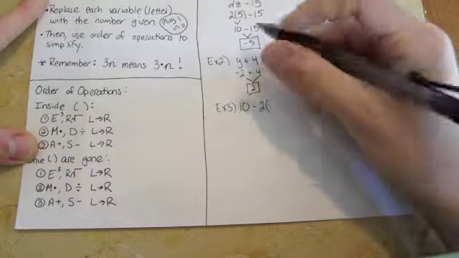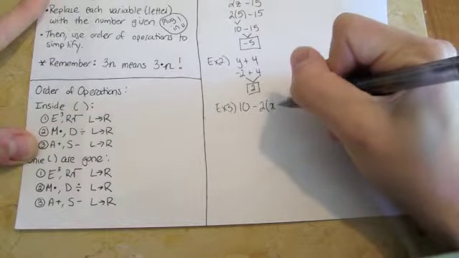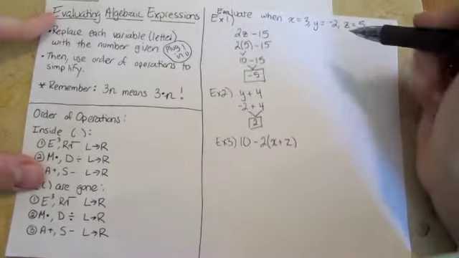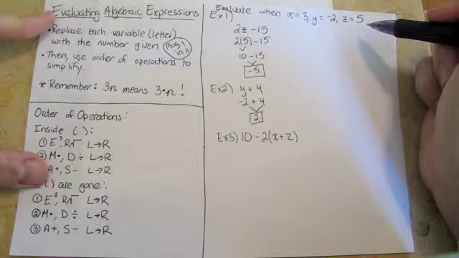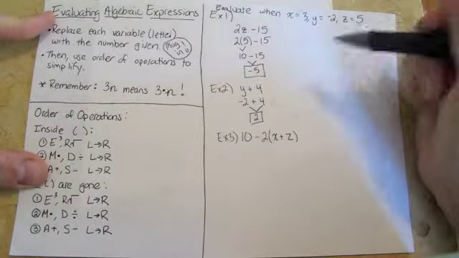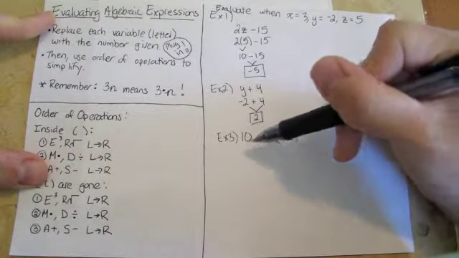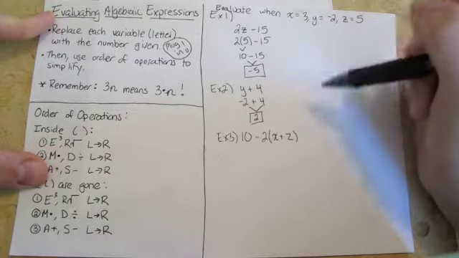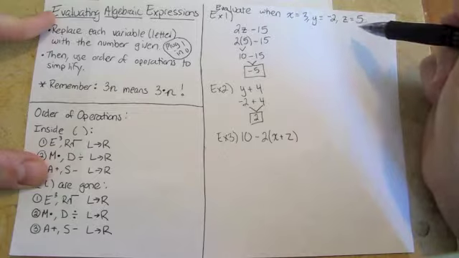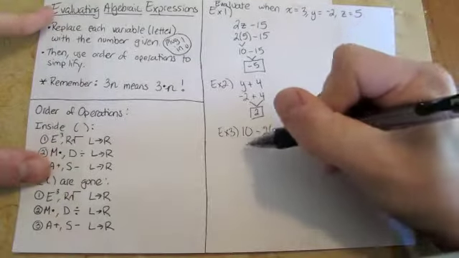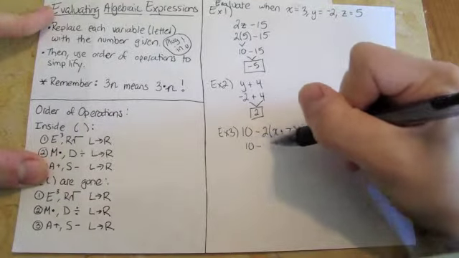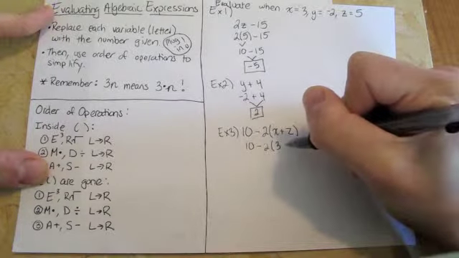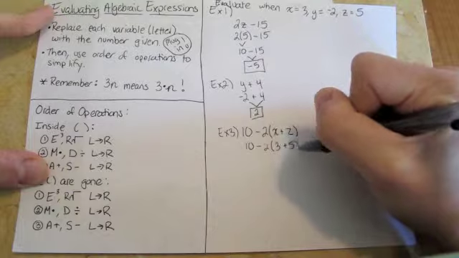10 minus 2 times the quantity x plus z. Again, going back up to our 3 numbers that we were given, the 10 and the minus 2 are going to stay put because those aren't variables. But the x and z, I will need to plug in the 3 for the x and the 5 for the z. So I'm going to come down here and do that. I've got 10 minus 2, parentheses, and then x is 3 and z is 5.